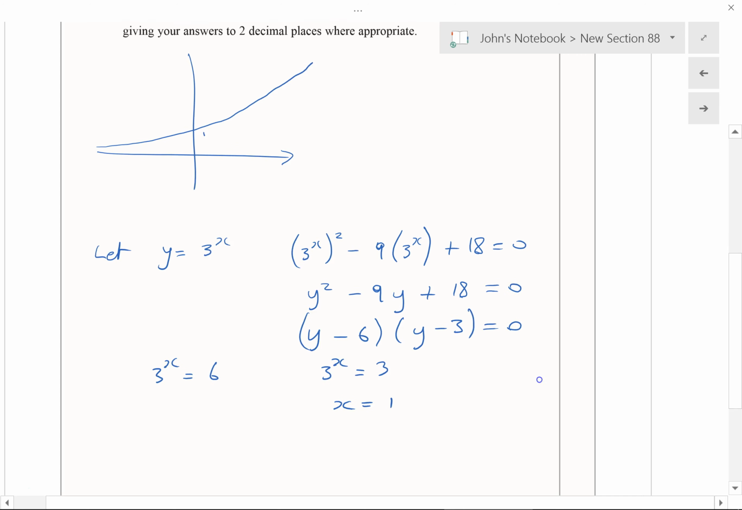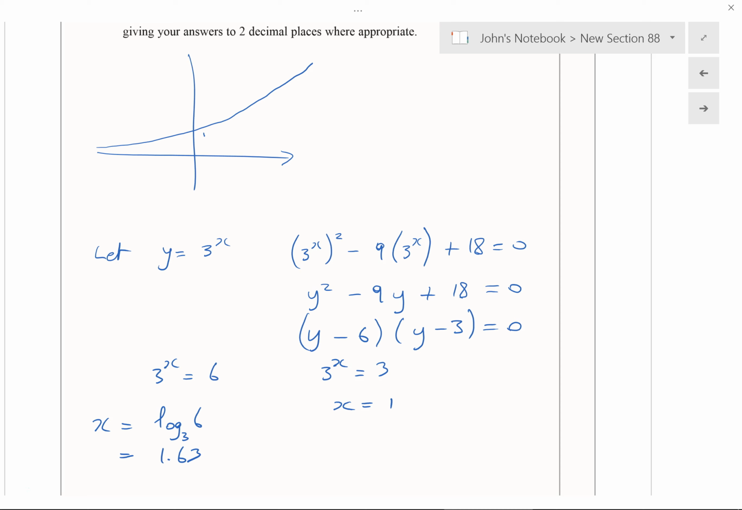You can log it if you like. And if we log this one, or anti-log it, we can say that x is log base 3 of 6. That's how we undo an index. It's the opposite of them. So that's log base 3 of 6. So that's 1.63. So that's it. A nice quick question.